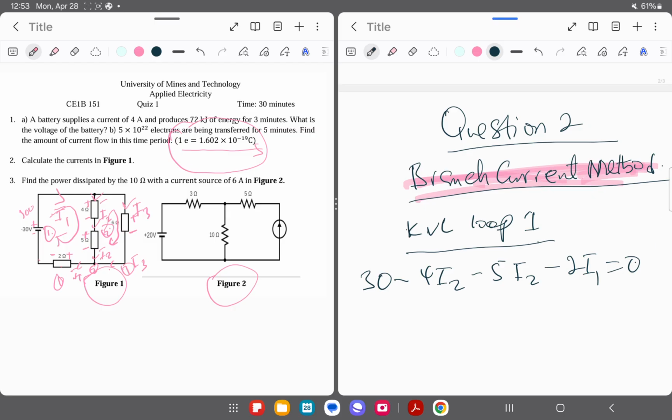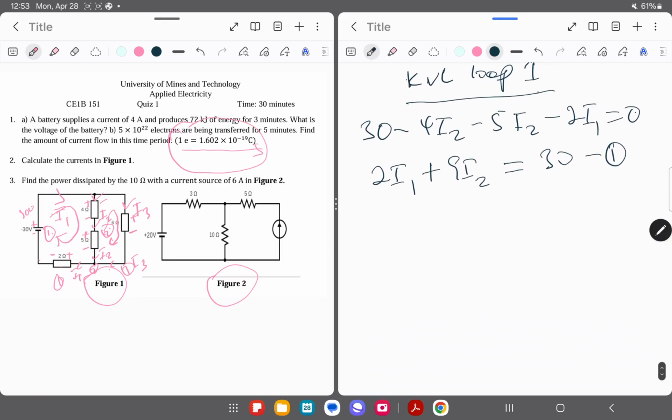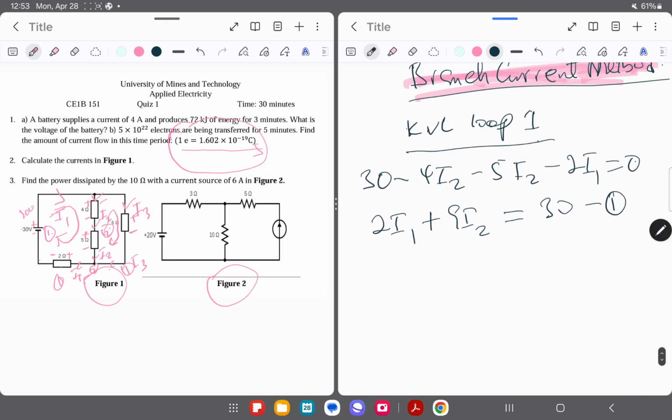So if I'm going to simplify this and label this as equation 1, you realize that we get 2I1 plus 9I2 equals 30. So we have here equation 1. Okay, so this is for equation 1. Now let's get the second equation by applying Kirchhoff voltage law to loop 2.